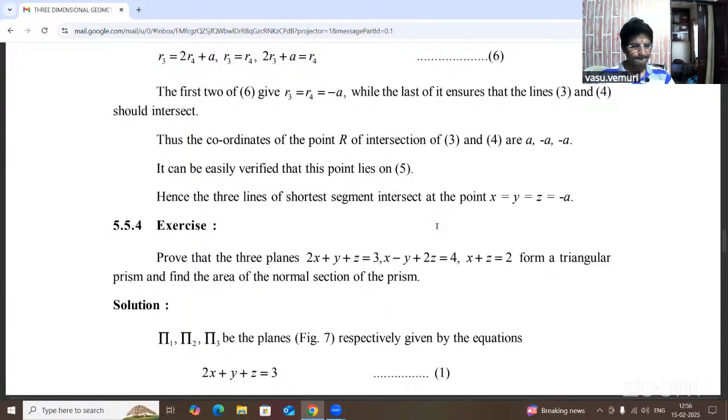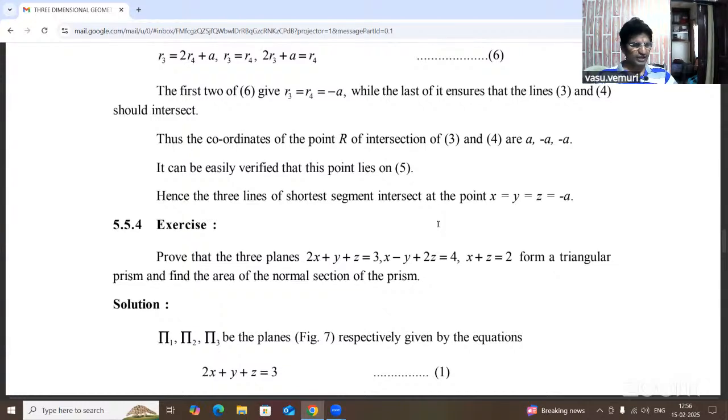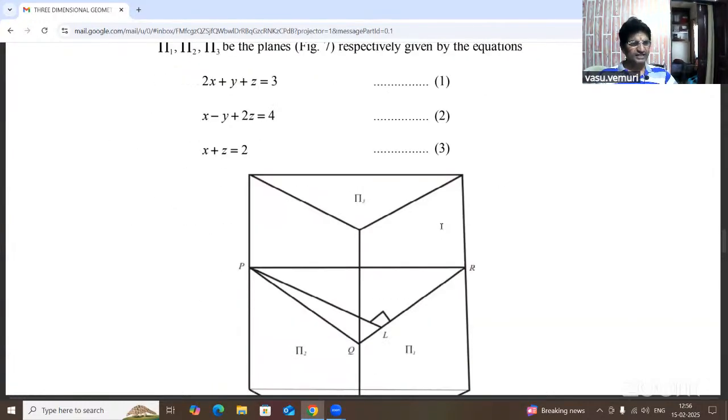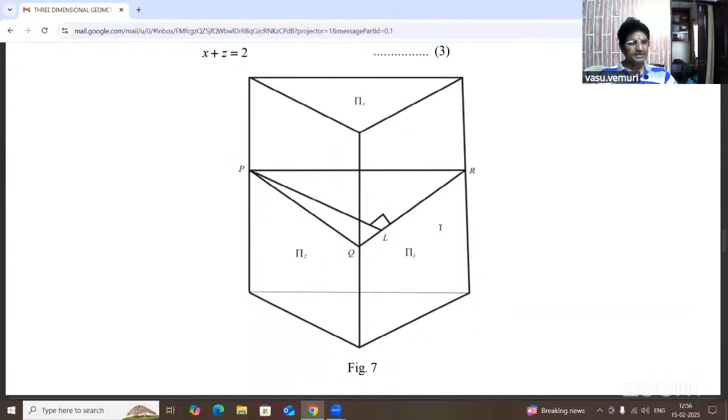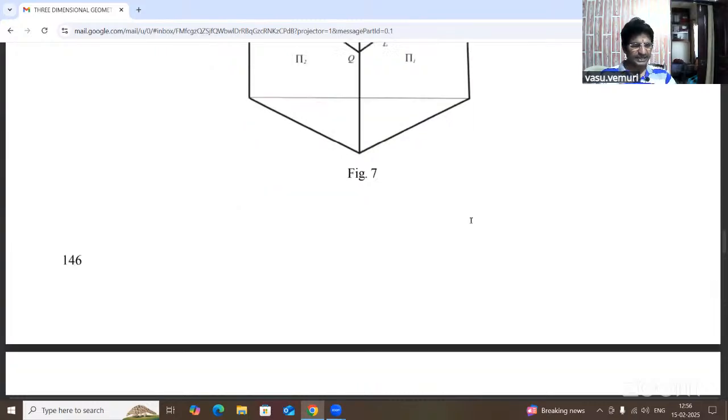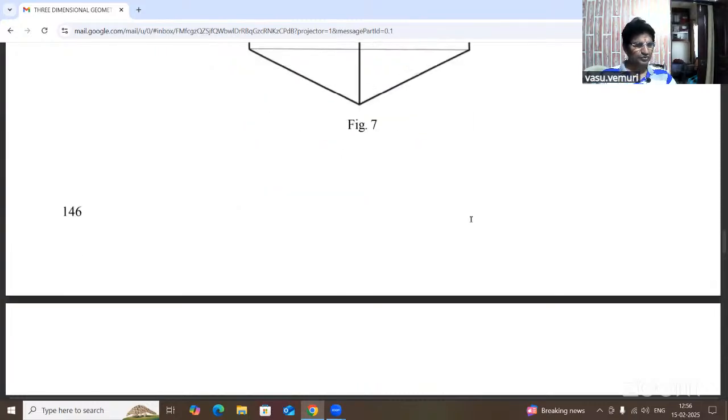Okay. Now at the same time, 5.5.4, these 3 planes you just have to observe. This is the triangular prism. First, second, third equations. The prism figure is also here. First plane, second plane, third plane. These 3 planes are involved here. The first plane you just have to see here, and the second plane, third plane.